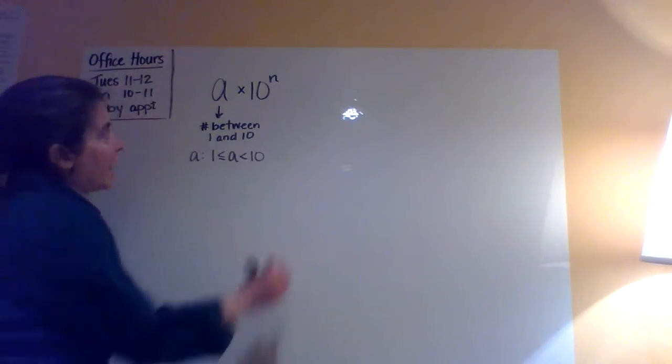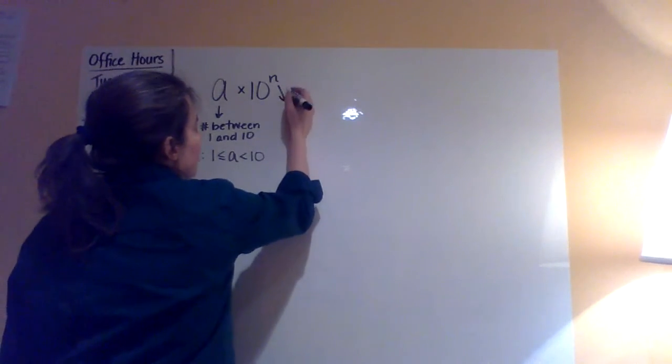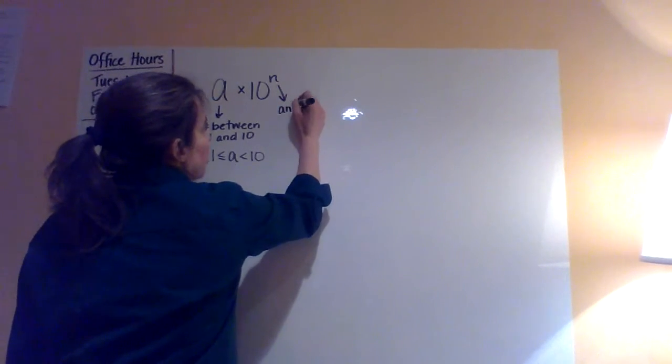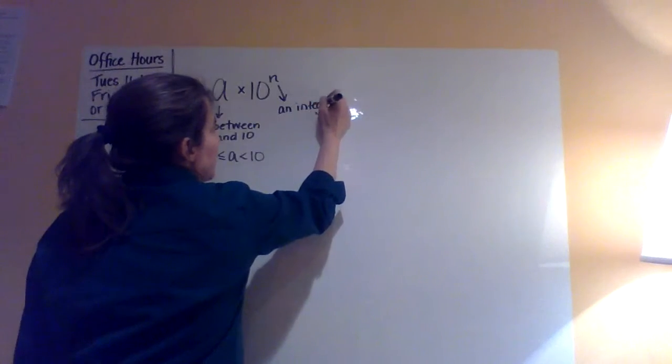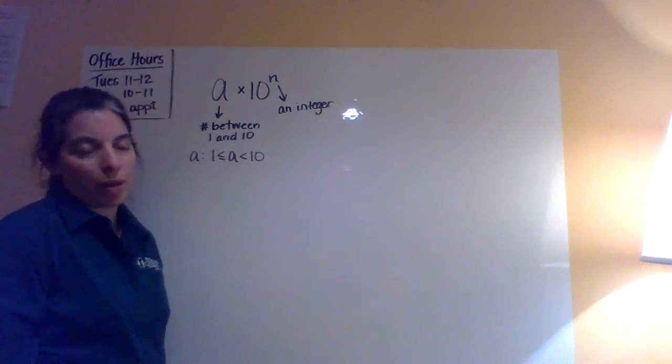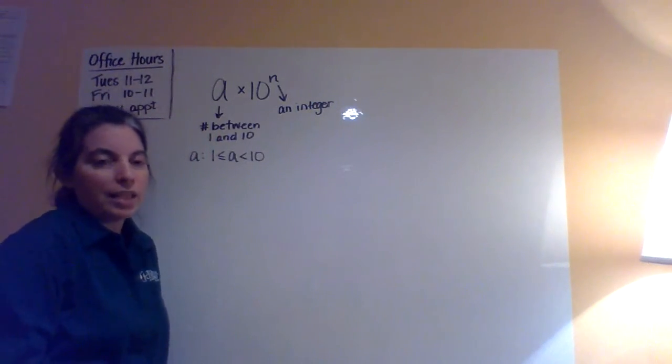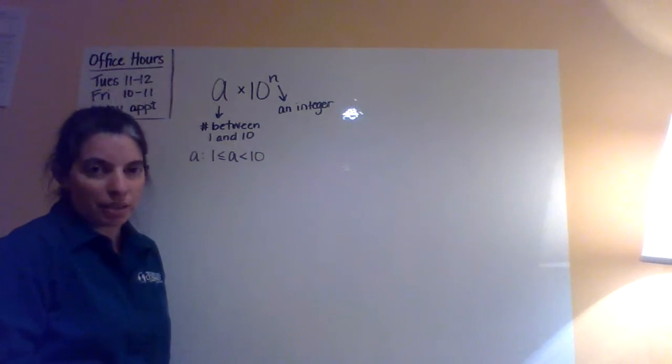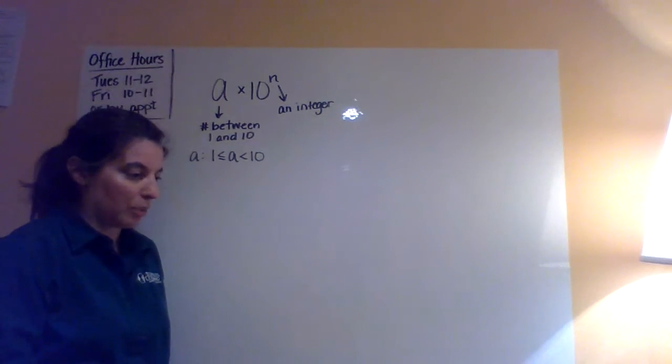And then N, the exponent here, is an integer. Okay, which means if we think back to the very beginning of the semester when we talked about number sets, an integer can be positive, it can be negative, it can be 0. It does not have decimals, it does not have fractions.